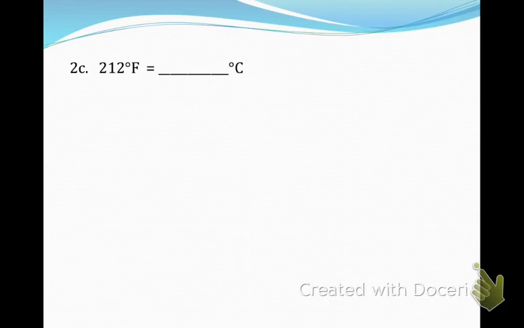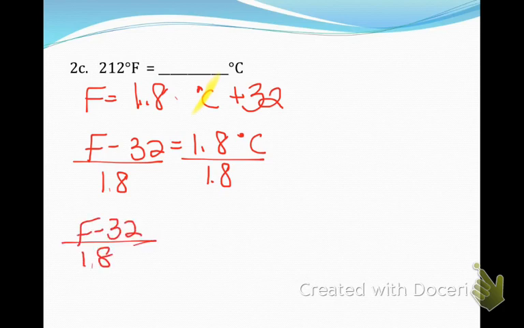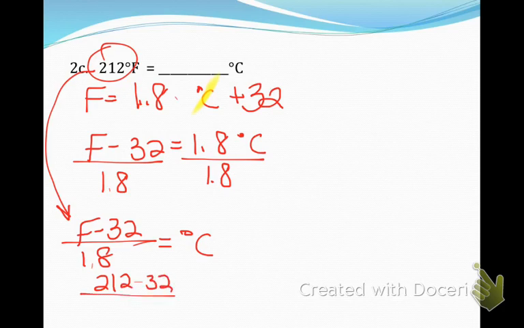Alright, 212 degrees Fahrenheit is equal to something degrees Celsius. So we know we have F is equal to 1.8 times degrees Celsius plus 32. And I want to get Celsius all by itself when I rearrange the equation. So I have F minus 32 is equal to 1.8 times degrees Celsius. Divide both sides by 1.8. So F minus 32 over 1.8 is equal to degrees Celsius. And then I can plug in 212 right in for F. So 212 minus 32 over 1.8 gives me degrees Celsius. Plug this into your calculator, and I should see that this is equal to 100 degrees Celsius. Right there.